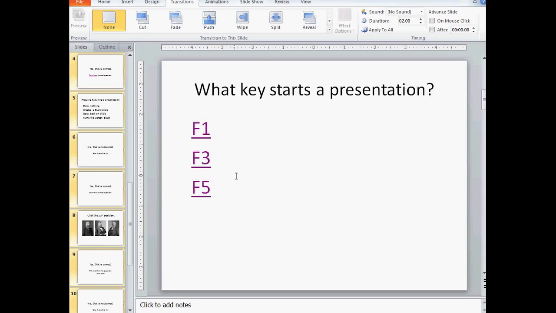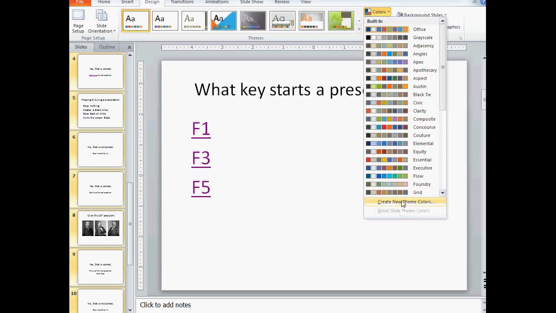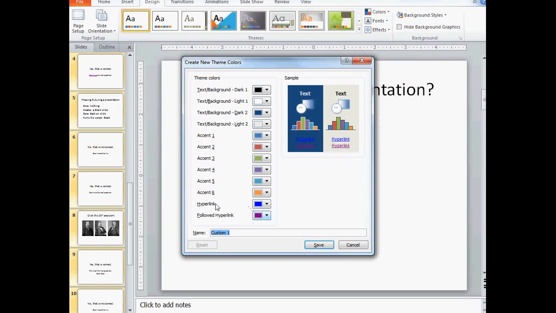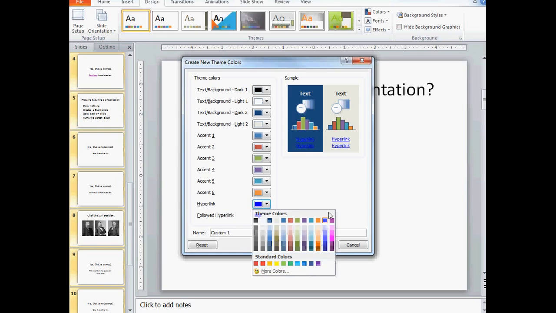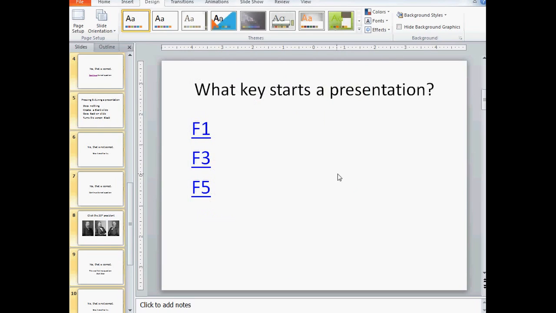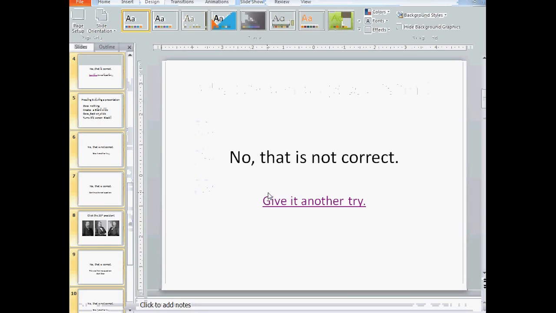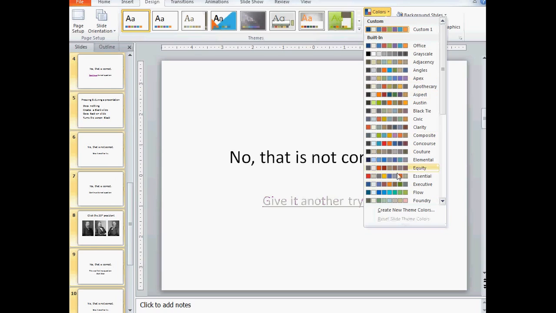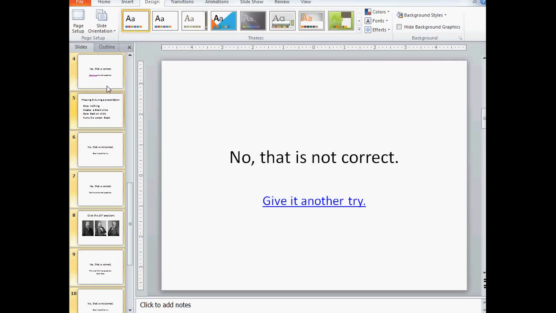So there's a way that you can tell PowerPoint not to change these colors. If you go into Design and go to Colors, you can create your own custom theme. Notice here at the bottom there's a hyperlink that's blue and a followed hyperlink which is purple. If I make both of those blue, make sure they're the same color blue, now those links are the same color even if I visited them. I don't know why this one's not. I guess I just had to refresh it.